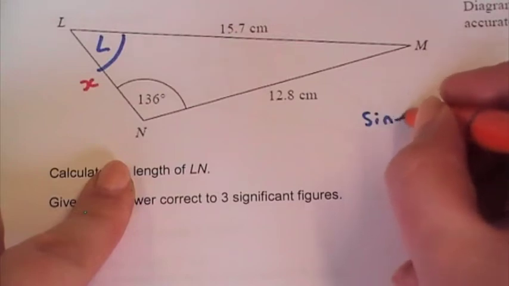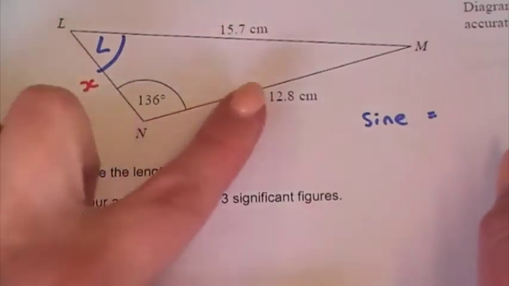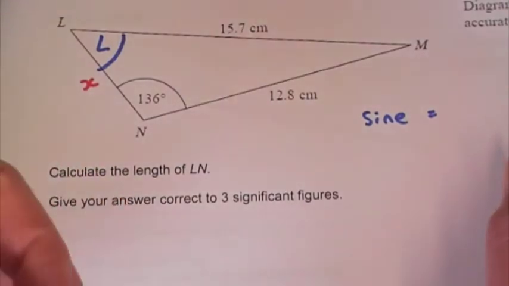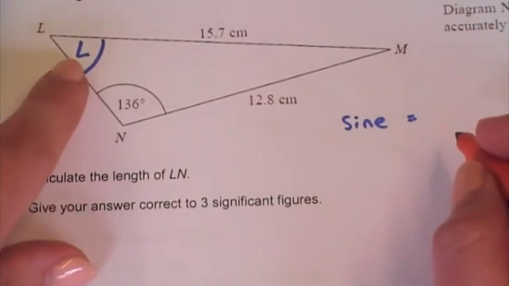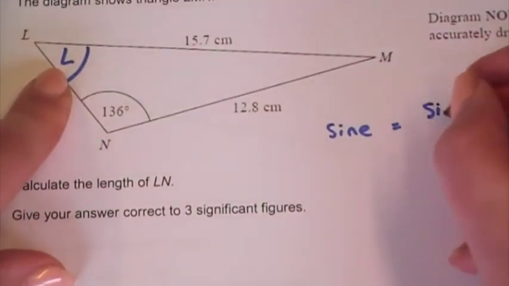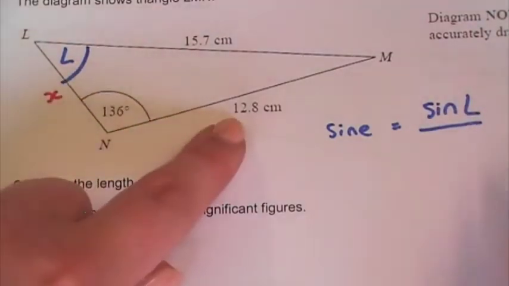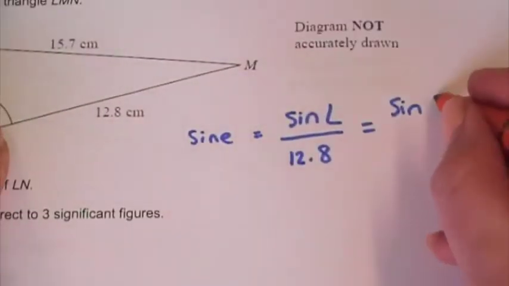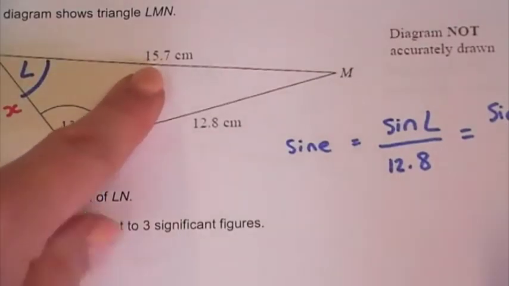So let's look at the sine rule. And the sine rule tells me that if I divide the angle by the side or the side by the angle, the ratio is the same for all angles and all sides of this triangle. So as it's that I'm trying to find, I'm going to say that sine of L over its opposite side, which is 12.8, is equal to the sine of 136 over its opposite side, which is 15.7.